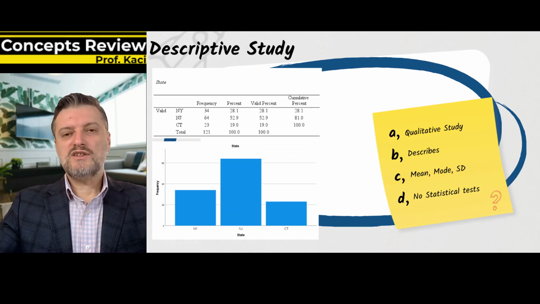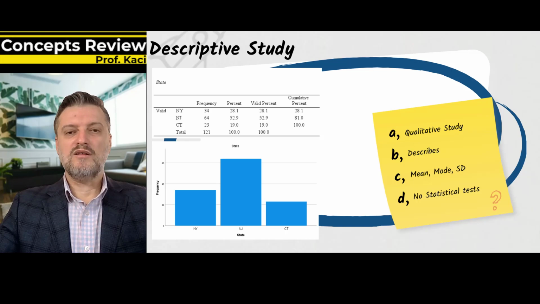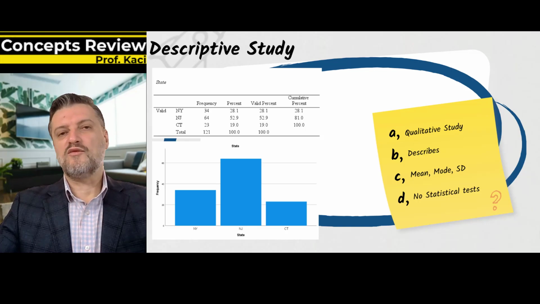The descriptive study basically describes the subject or a phenomenon with words, numbers, tables, graphs, or all of these together. You'll mostly see descriptive studies in a qualitative type of study, and it does not really involve statistical tests, just descriptions. Sometimes it is as simple as, here's the mean, the standard deviation, and here's the counts of frequency and how many people we had in each group.